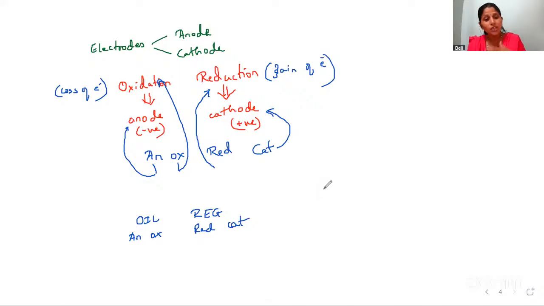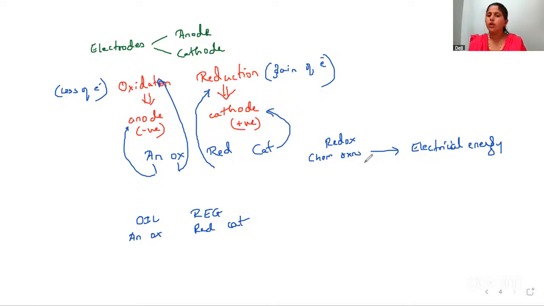Using such redox reactions, we are going to generate electricity. To be more specific, using such redox chemical reactions which are spontaneous, we are going to generate electrical energy.